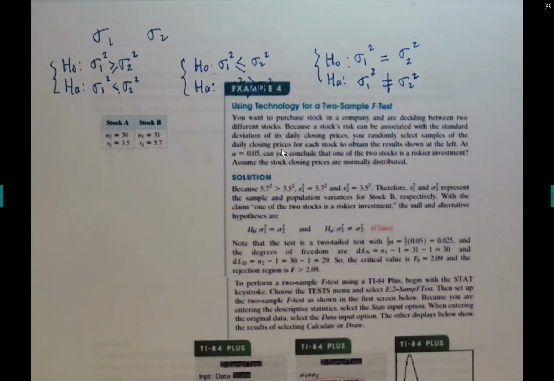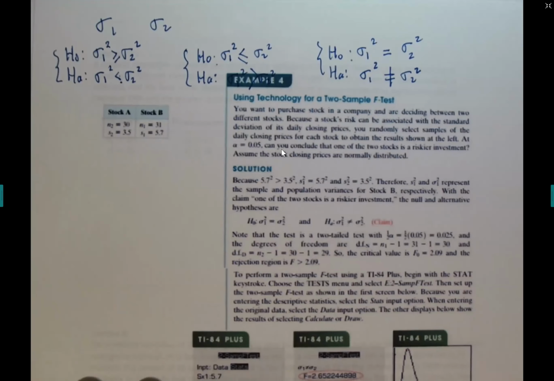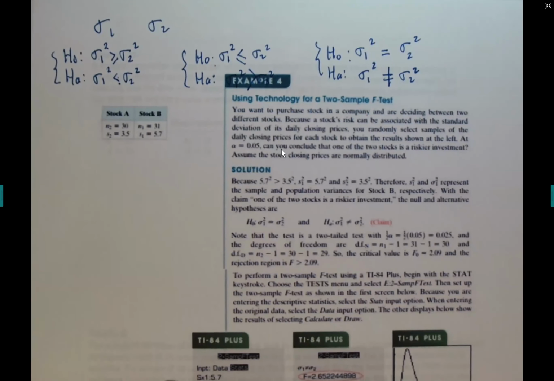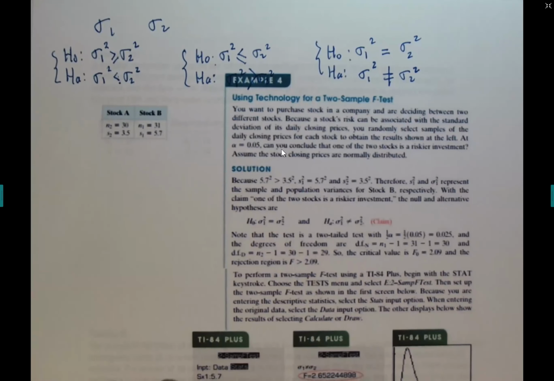And let's do this one. We're going to use technology for this one. So you want using technology for a two sample F test. You want to purchase stock in a company and are deciding between two different stocks. Because a stock's risk can be associated with the standard deviation of its daily closing prices, you randomly select samples of the daily closing prices for each stock to obtain the results shown at the left.